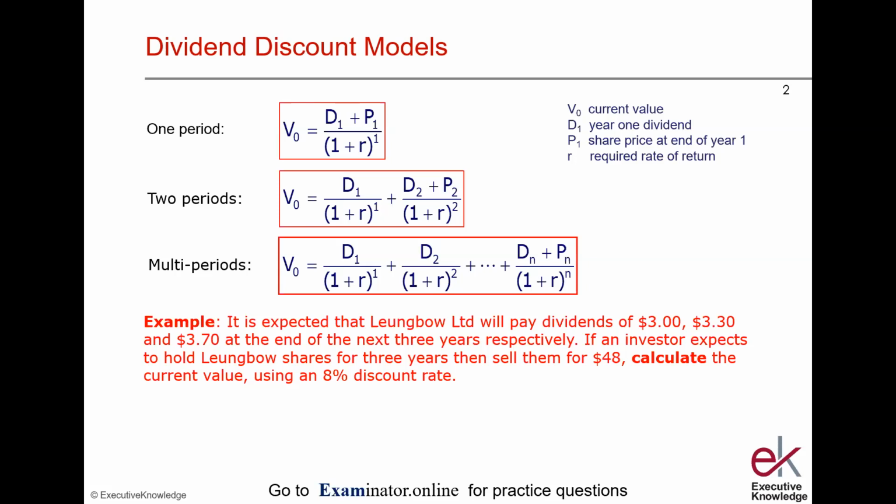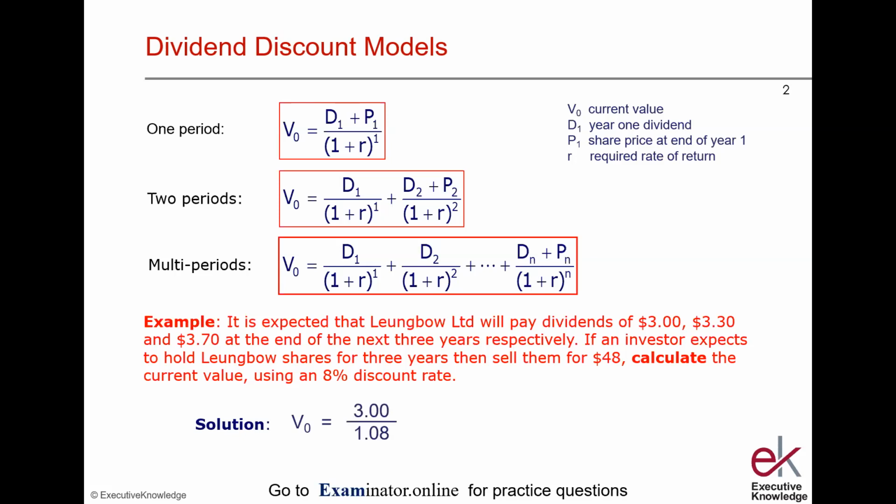It is expected that Longbow Limited will pay dividends of $3, $3.30 and $3.70 at the end of the next 3 years respectively. If an investor expects to hold Longbow shares for 3 years, then sell them for $48, so we're being given all the cash flows, calculate the current value using an 8% discount rate, that is an 8% required rate of return. So what is the value?